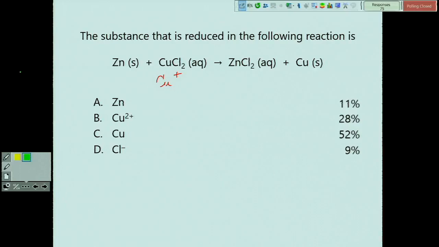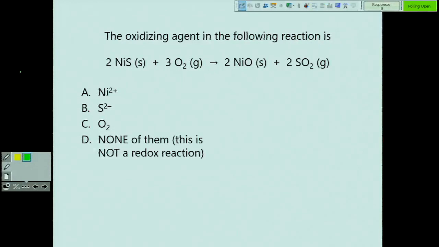Again, paying attention to detail. Now this damn pen again. Ugh, seriously? All right. Which one is the oxidizing agent in this reaction, or is this not a redox process?